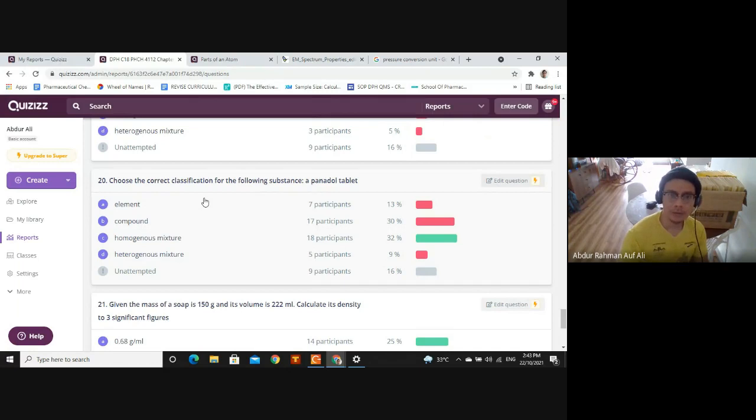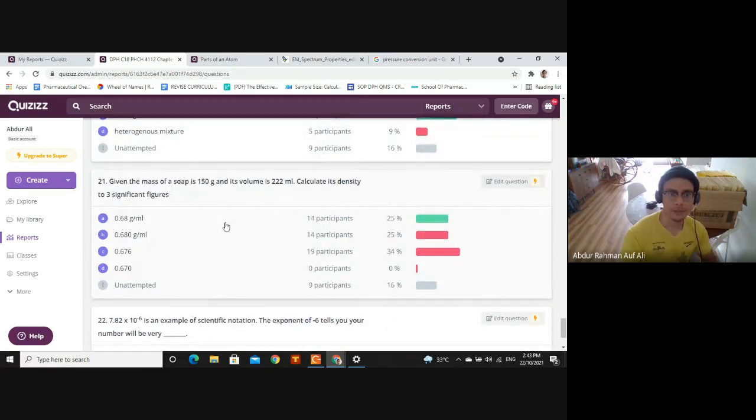Alright, question 21. Given the mass of a soap, so this is a calculation question. Given the mass of a soap is 150 grams and its volume is 222, calculate its density to three significant figures. So kat sini ramai salah. So a quarter of you got it right. A quarter jawab 0.680. Oh, okay, my bad. Ada one of your friends correct saya hari tu pasal question ni. Okay, so kat sini saya tanya three significant, saya bagi requirement kat sini kan. Jawab dalam three significant figures.